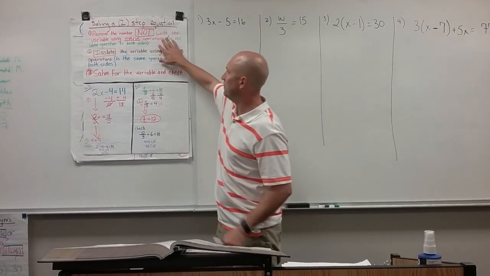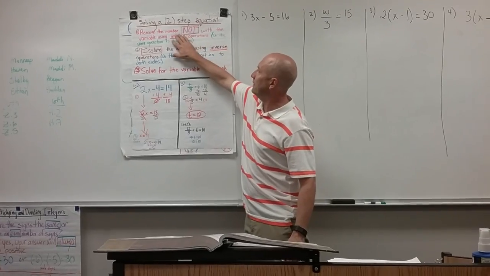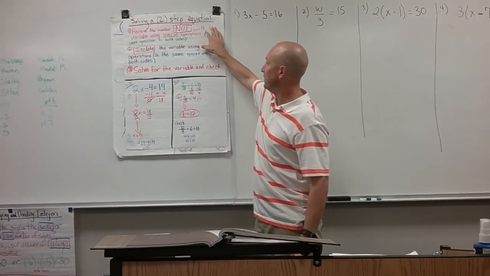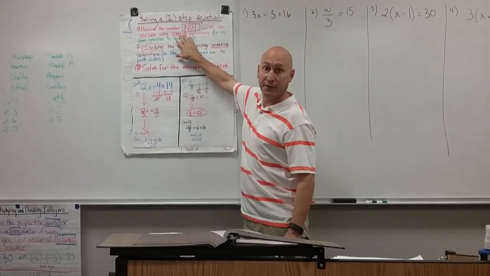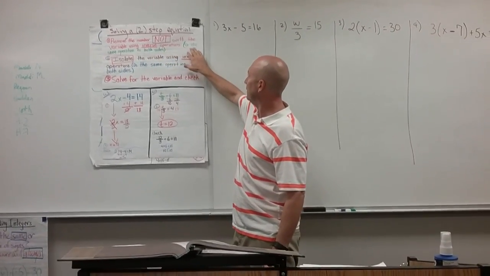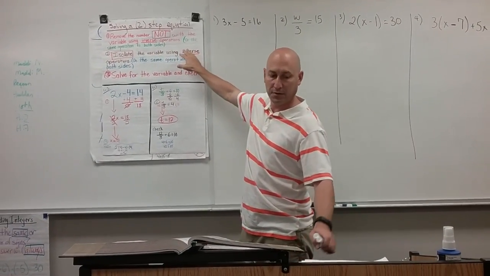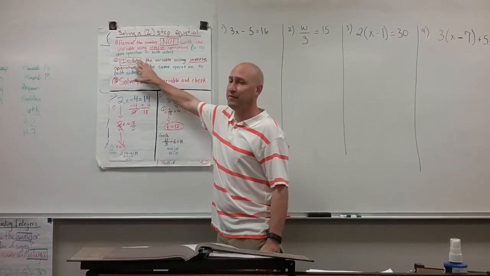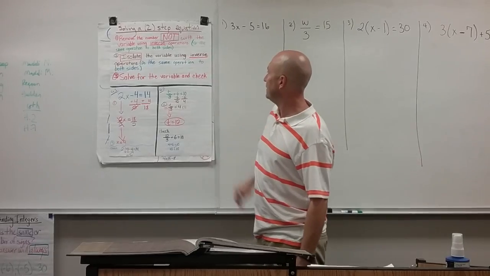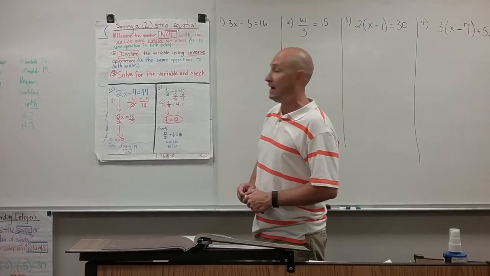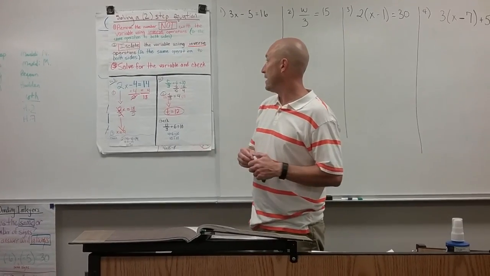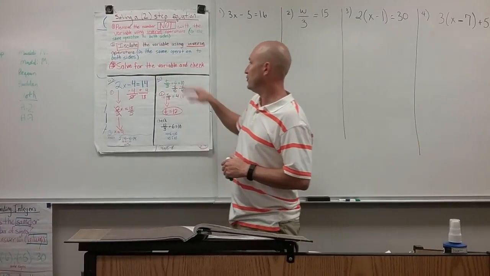So looking at our chart up here, step one is to always get rid of the number that's not with the variable by using inverse or opposite operations. We have to do the same thing to both sides to create balance for that equation. After we've done that first step, we isolate the variable by using opposite operations and do the same thing to both sides also to create balance. We solve and check for the variable.